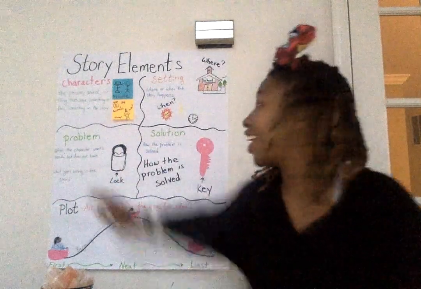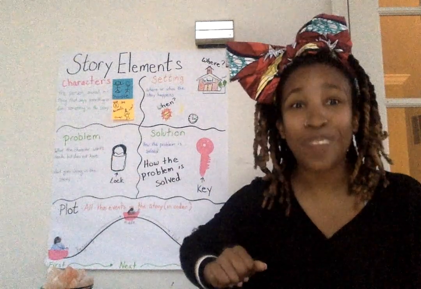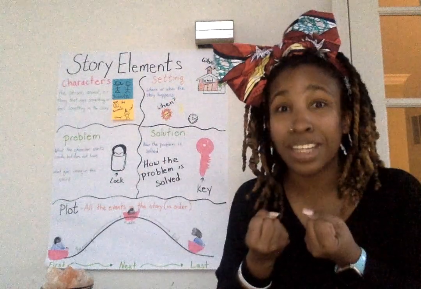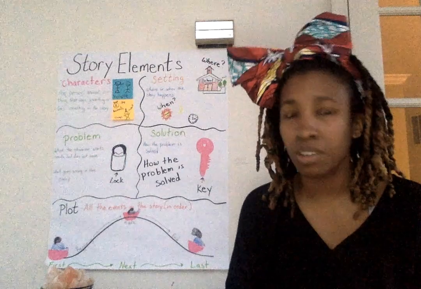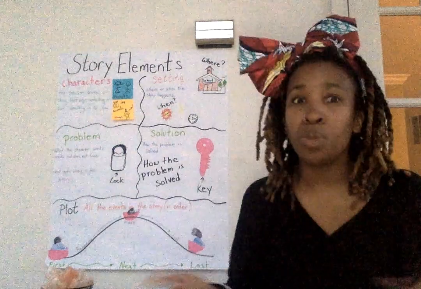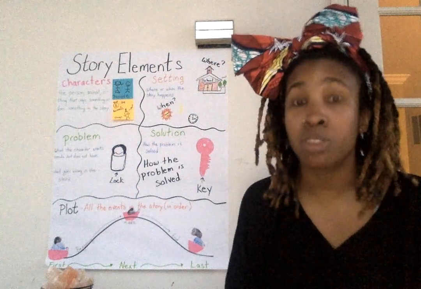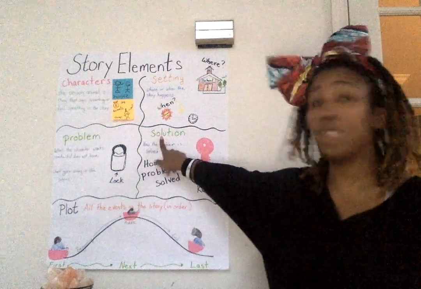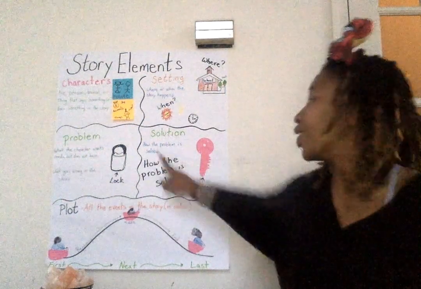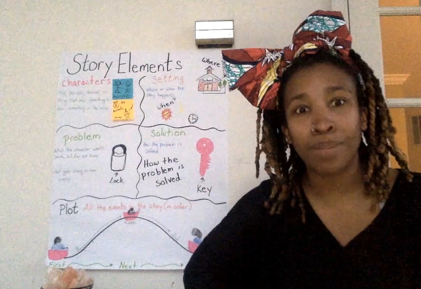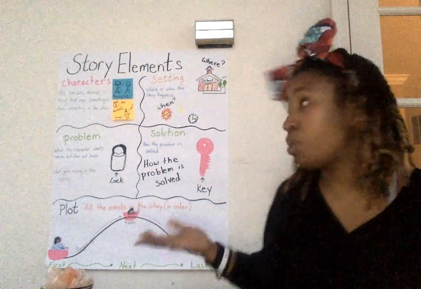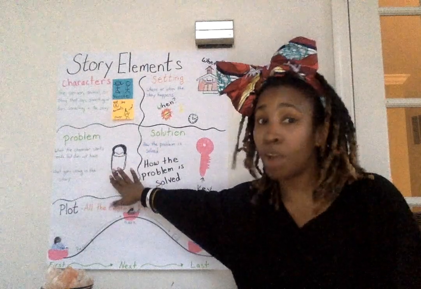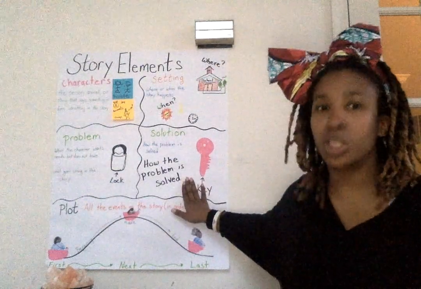The problem is, I drew a lock because it's locked. Oh, can't open it. The problem is what the character wants, what they need, but they don't have it. Or you could say the problem is what goes wrong in a story. The solution, the key, the solution is how the problem is solved or how the problem is fixed. So, in order to fix a problem, you need a solution.